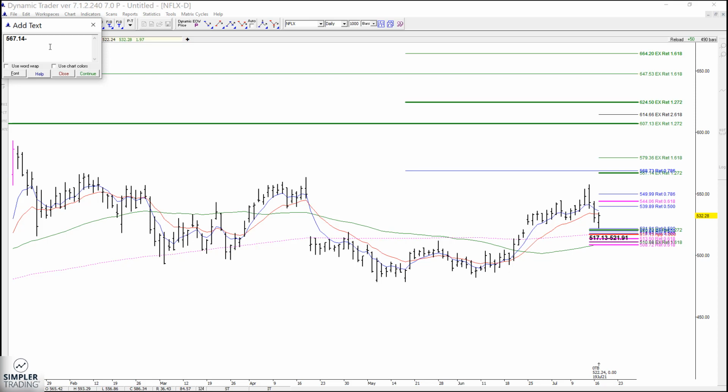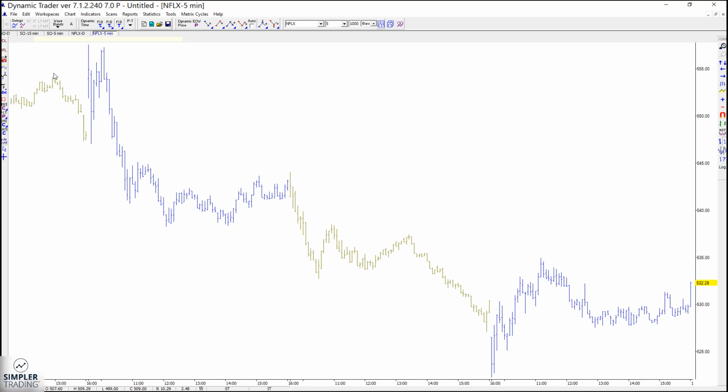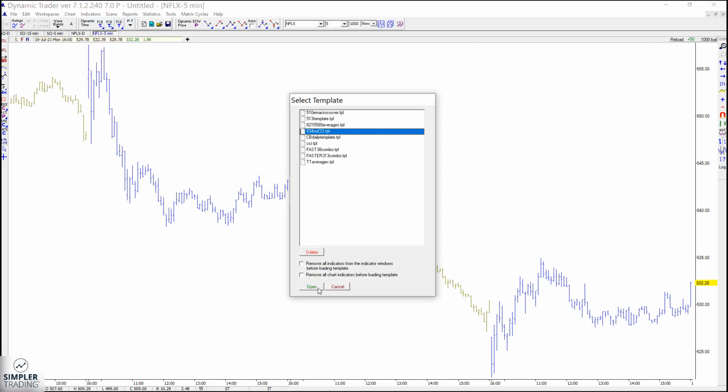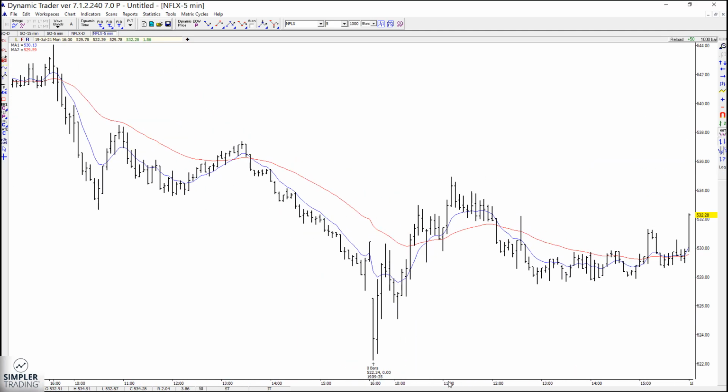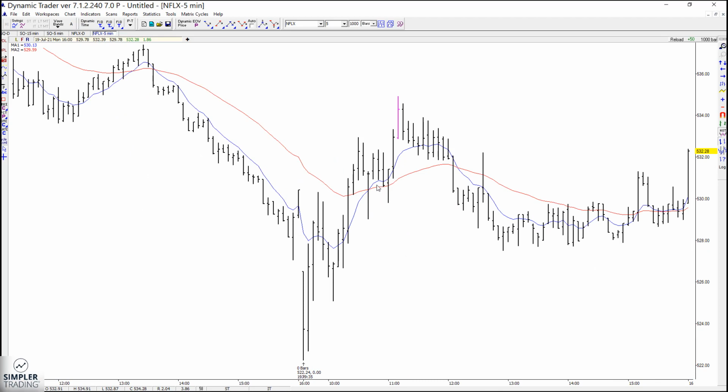Let me label this for you real quick because it's a little bit jumbled up. And the next thing we're going to ask ourselves is, has it triggered, right? Let's see if it's triggered here on a 5-minute chart. There we go. That's our 522.24. This is where it triggers. The blue has crossed the red.